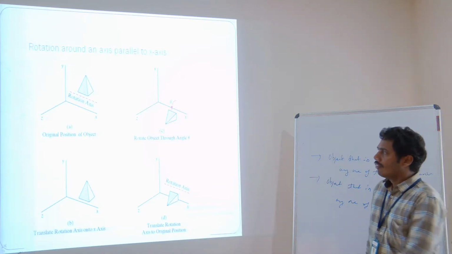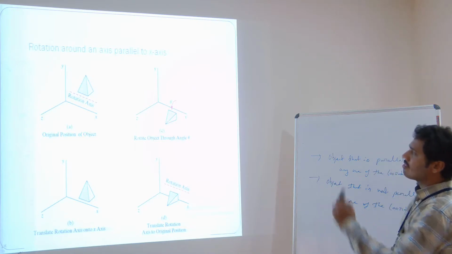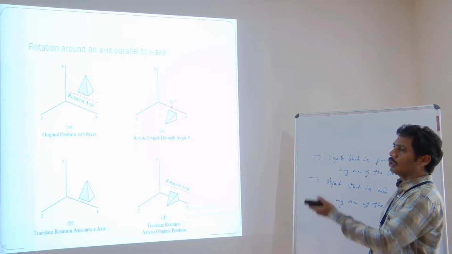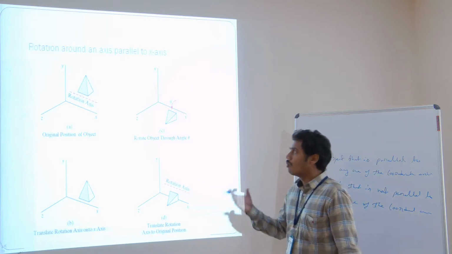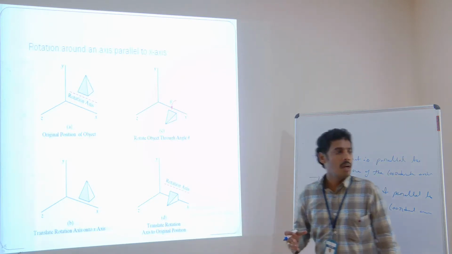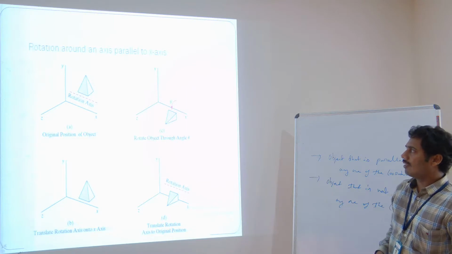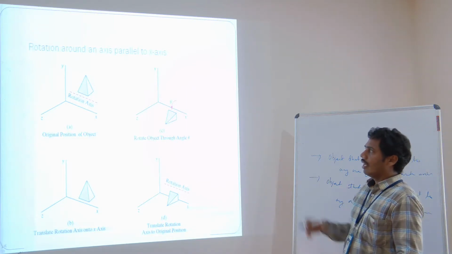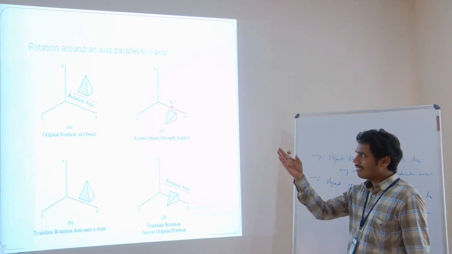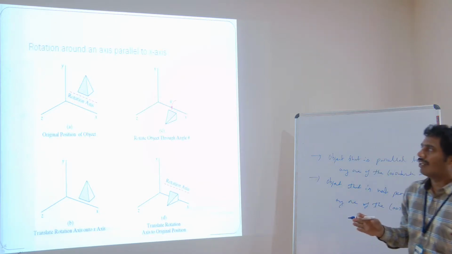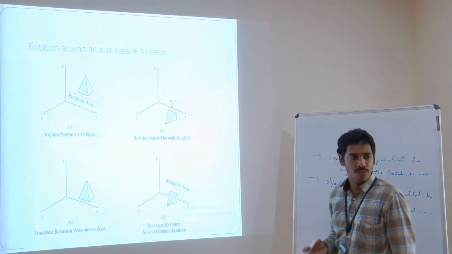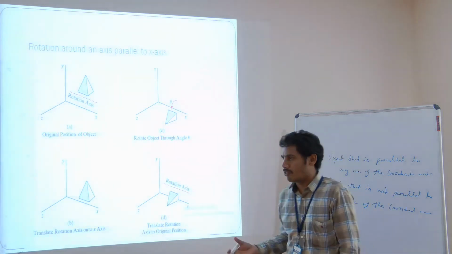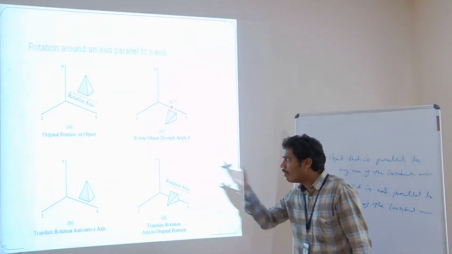Now, if I consider the first diagram here, the vertical position of the object is called the initial position of the object in the diagram. For example, we consider that the rotation axis is parallel to the x-axis. That means now, how do we rotate this object? For example, the axis is parallel to the x-axis.